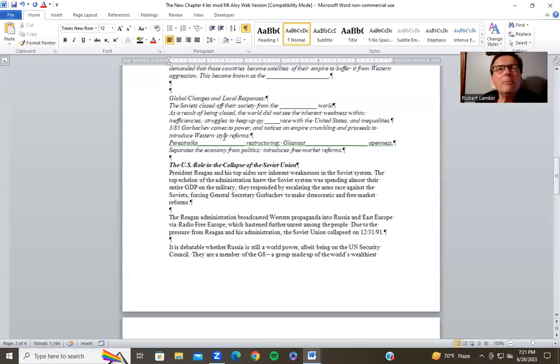So in March of 85, Mikhail Gorbachev takes over. He comes to power, and he sees the empire kind of crumbling within, and starts introducing some Western reforms. Perestroika, that was economic restructuring, and basically taking on Western free market reforms. All right, and glasnost, informational openness. And what he does here is he separates the economy from politics while he's introducing some Western style reforms. The US role in the collapse of the Soviet Union.